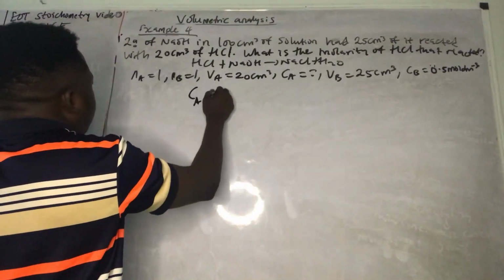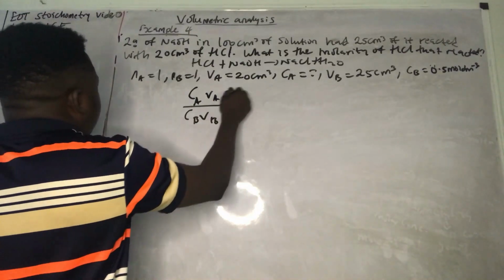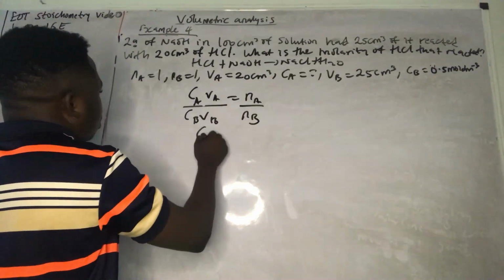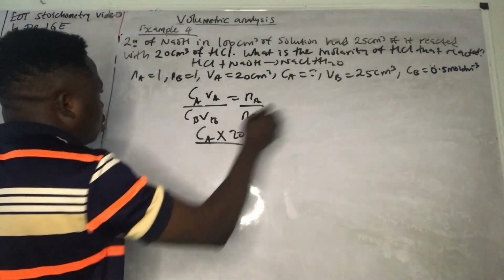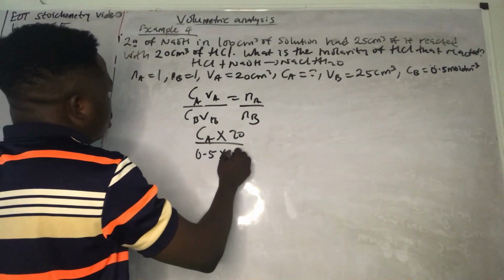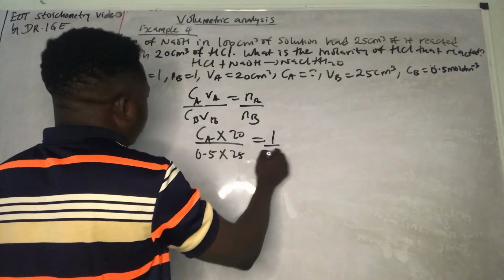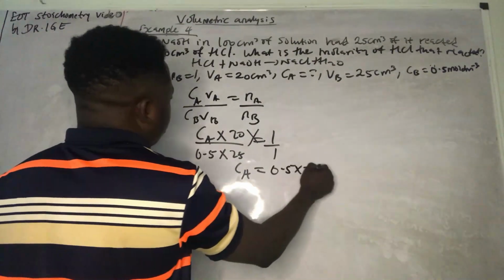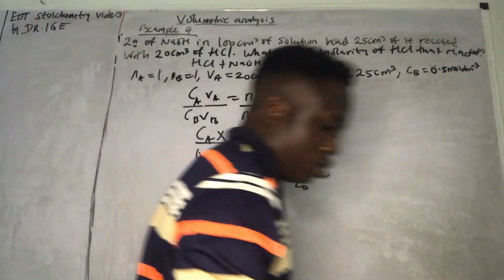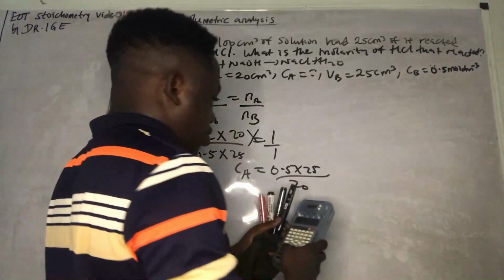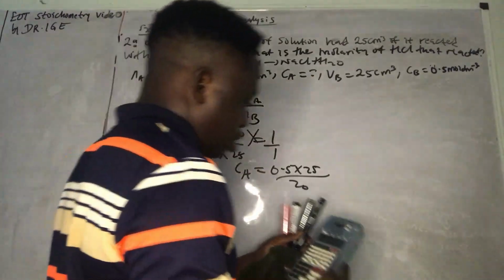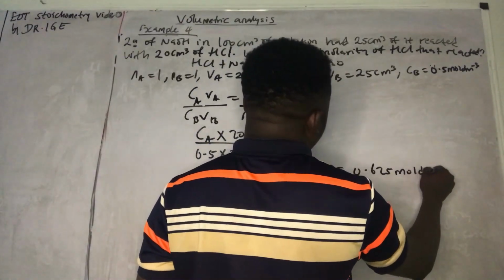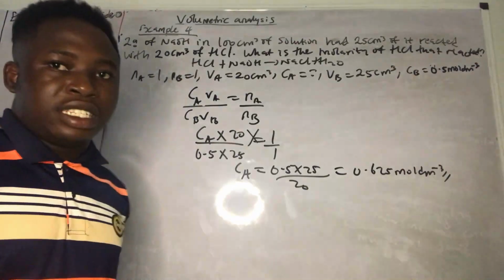So we have CaVa over CbVb is equal to Na/Nb. What is Ca? That's what we're looking for. What is Va? 20. What is Cb? 0.5. What is Vb? 25. What is Na? 1/1. So we are looking for Ca. We have 0.5 times 25 all over 20. So we have 0.5 and 25 divided by 20. So Ca is 0.625 mol/dm3.